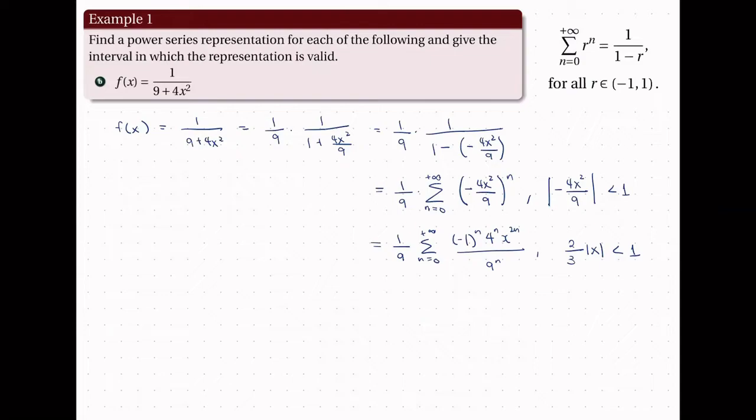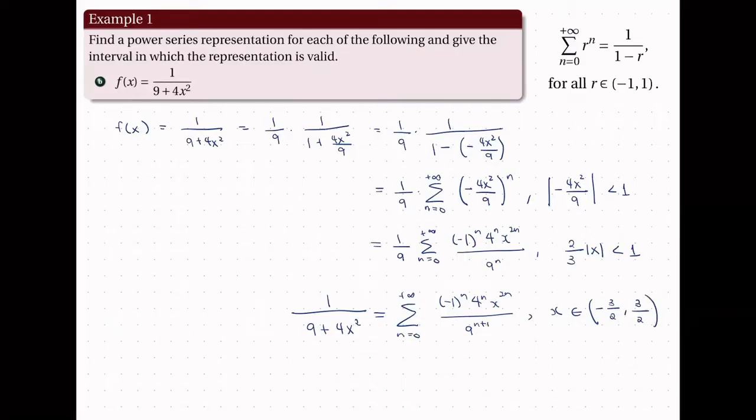Again, since meron pa tayong constant dito sa labas, ipasok lang natin siya doon sa ating summation. We get the summation from n equals 0 to positive infinity of negative 1 raised to n, 4 raised to n, times x raised to 2n over 9 raised to n plus 1. Right? So this is equal to our function 1 over 9 plus 4x squared. And this equality is valid for what values of x? So x must be in the open interval negative 3/2 to 3/2.